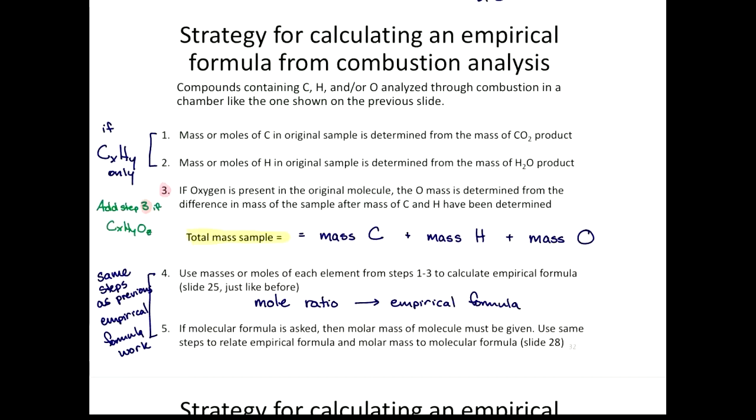So let's continue on with chapter 3. I think we'll probably finish today. We were talking about empirical formula calculations and the idea that we can take percent composition and turn that into the simplest ratio of atoms in a chemical formula, or our empirical formula.